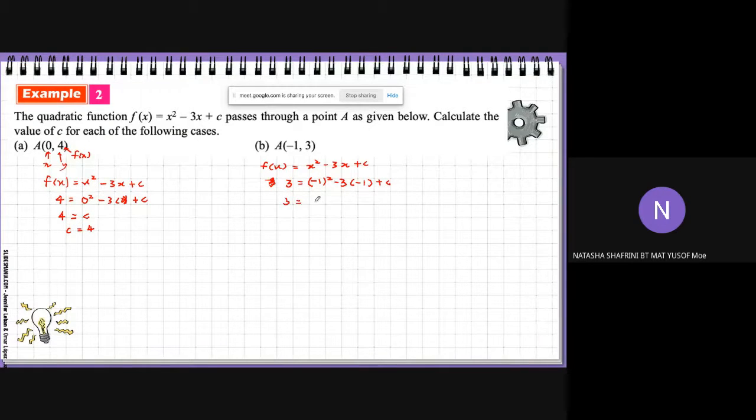Here negative 1 square is 1. Negative 3 times negative 1 is plus 3. Plus c. So you have 3 minus 4, betul tak? So equal to c. Sebab sini kita ada positive 4, bawa pergi sini jadi minus 4. So you ada c equal to negative 1. C equal to negative 1. Okay, next.